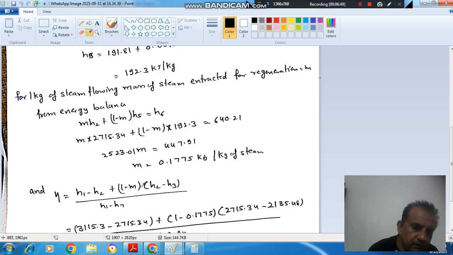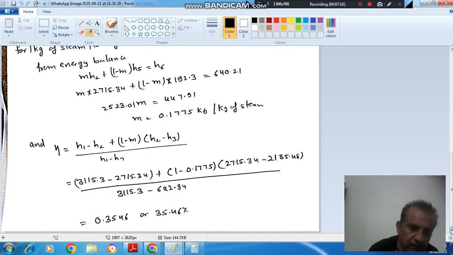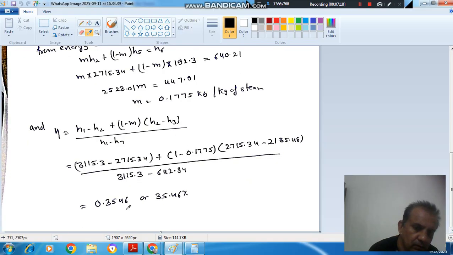Now the heat added is H1 minus H7 for 1 kg of steam. And the work done: the first turbine has a mass flow rate of 1 kg, and the second turbine has a mass flow rate of 1 minus m. So the enthalpy change in the first turbine is H1 minus H2, and in the second is H2 minus H3. So putting these values we can find out the efficiency. That will come out as 0.3546 or 35.46%.